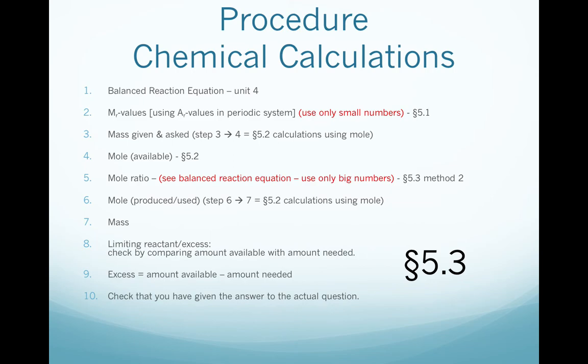For the limiting reactant, it says check by comparing the amount available with the amount needed. So if we need more than we have available, that will give us the limiting reactant.